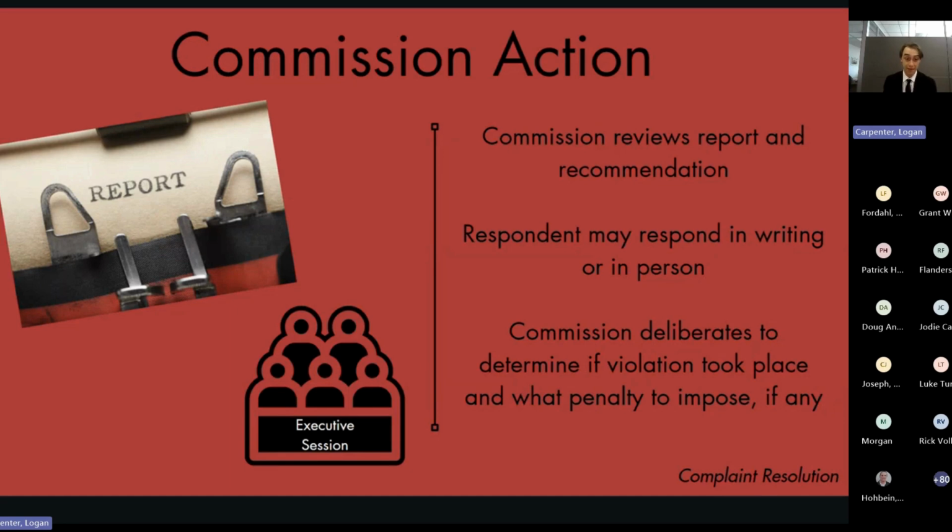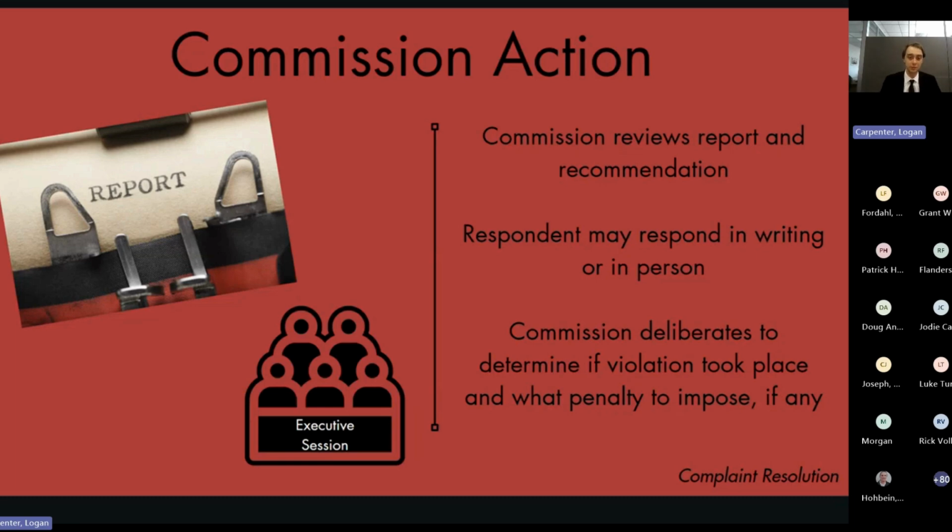At least 10 days before the commission considers the report and recommendation at a meeting, the report and recommendation is provided to the respondent. The respondent may submit a written response 5 days before the meeting or respond in person during an executive session at the meeting. The respondent can submit their response more than 5 days in advance. It just has to be in 5 days before the meeting. The respondent may be represented by counsel.